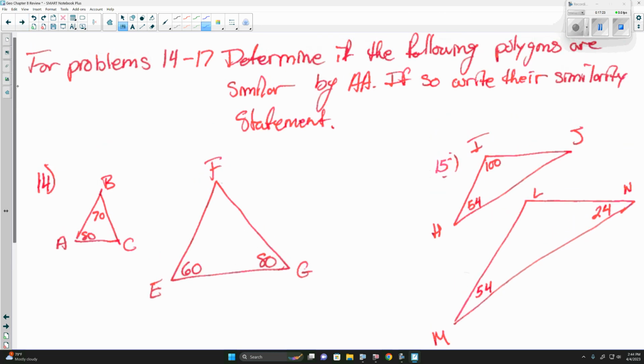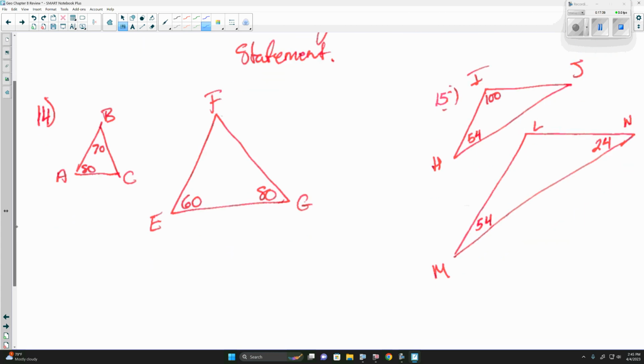Questions on 14 or 15. Determine if the following polygons are similar by angle, angle. If so, write their similarity statement. So we need to find the missing angle. For our first one here, ABC, we know one angle is 80, the other is 70, so if we add these together, we get 150, subtracted from 180 is?